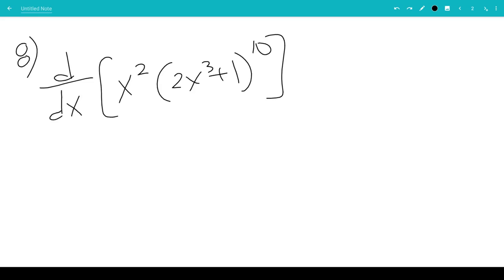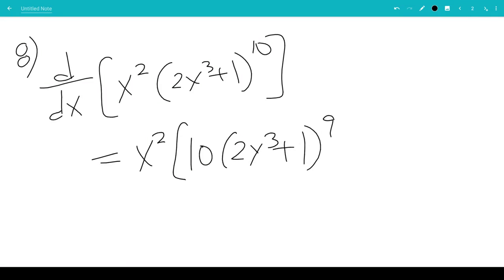So in this one, we have the derivative of x squared times (2x cubed plus 1) to the 10th. So we're going to use the product rule. So we're going to do the first times the derivative of the second, which is 10 times (2x cubed plus 1) to the 9th, times the derivative of the inside, which is 6x squared.